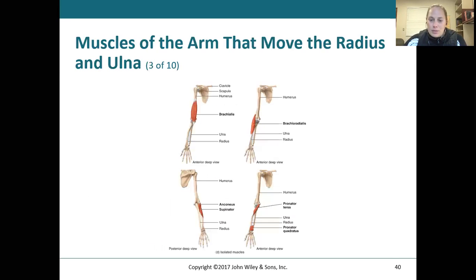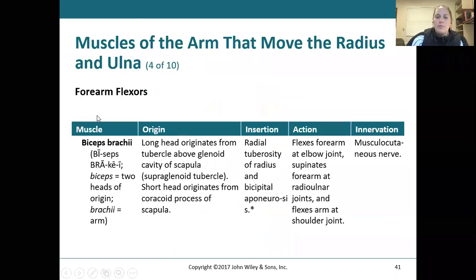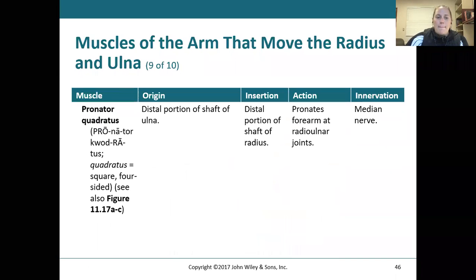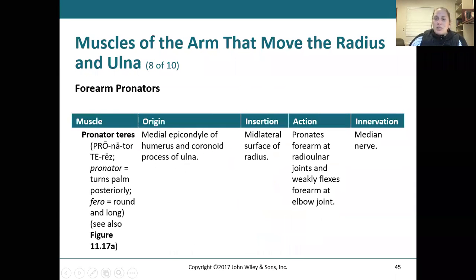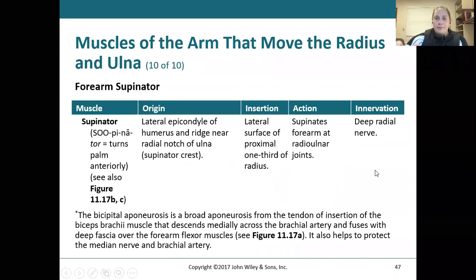Pronator teres. So see this little guy down here? It's going to be your pronator teres. And then we're going to probably go over the pronator quadratus next. Yep, there we go, pronator quadratus. Its origin is the distal portion of the shaft of the ulna, which we just saw. The distal portion of the shaft of the radius is its insertion. Its action is to pronate the forearm at the radio-ulnar joint, and its innervation is the median nerve.